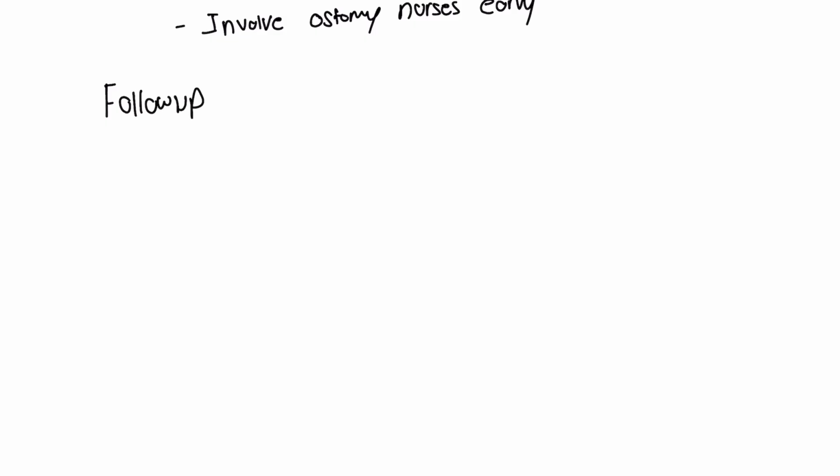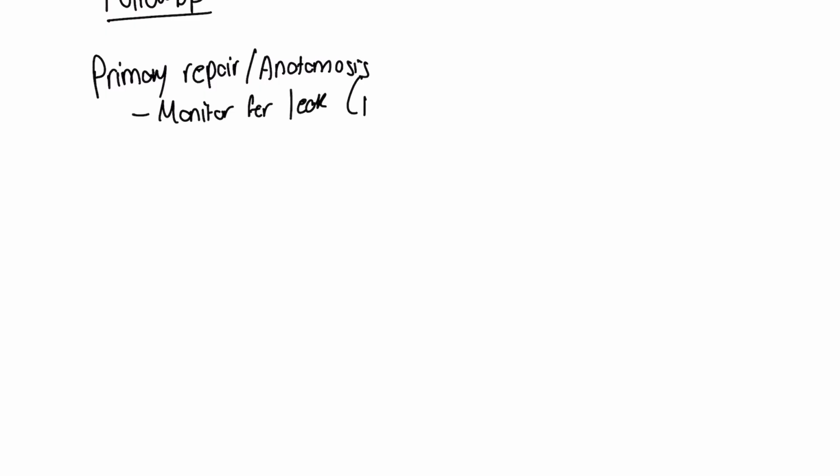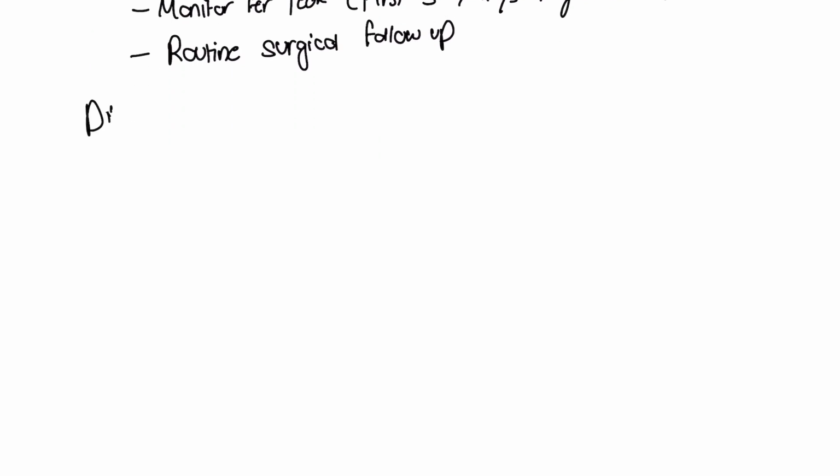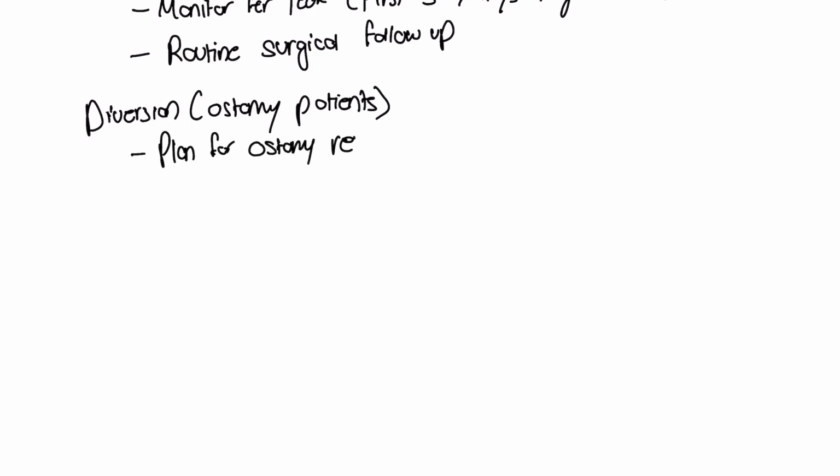Follow-up depends on the operation performed. For primary repair and anastomosis, the biggest thing is you're monitoring for a leak. This happens around the 5th to 7th day, which is the highest risk. And then you can just do routine surgical follow-up. This is in contrast to patients who've gotten a diversion. Those ostomy patients, you need to plan for an ostomy reversal because they're most likely going to want it.